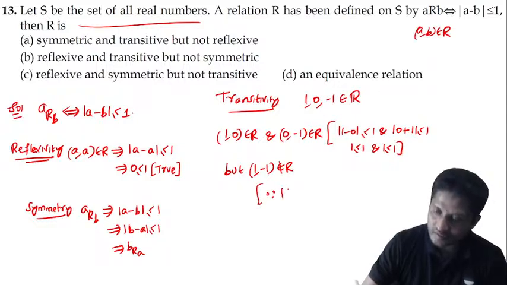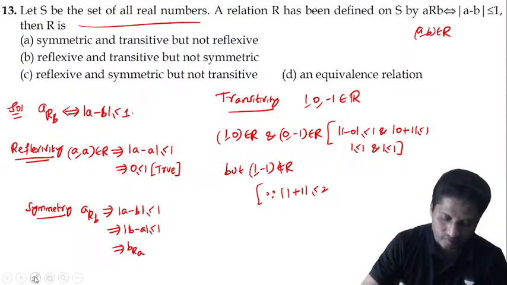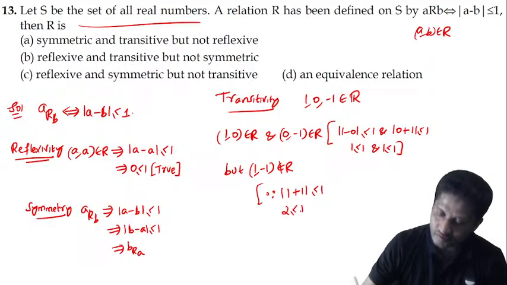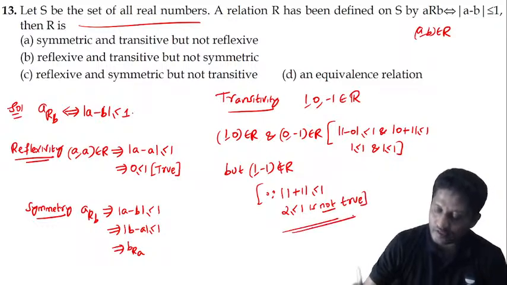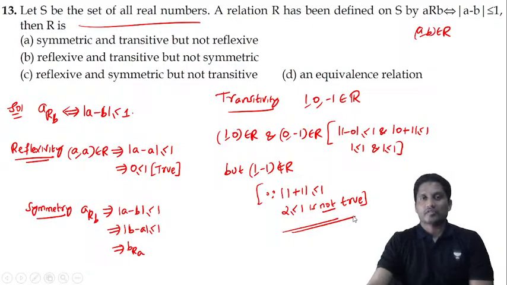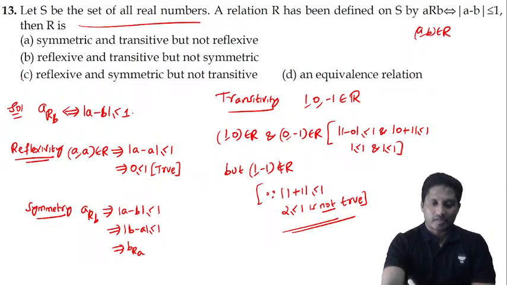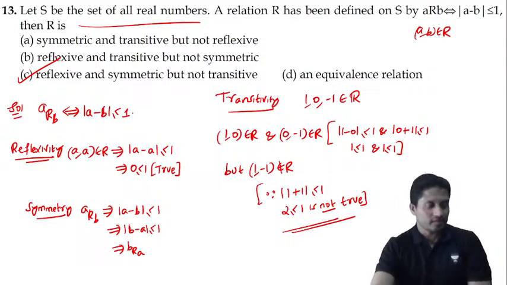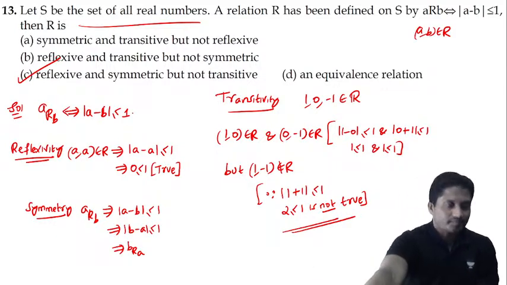Since 1 minus minus 1 is 1 plus 1, which is 2, and 2 is not less than or equal to 1. Mod of A minus B must be less than or equal to 1. Therefore 2 less than or equal to 1 is not true. Therefore A comma B belongs to R, B comma C belongs to R, but A comma C does not belong to R. So it is reflexive and symmetric but not transitive. Answer is option. Let's move to the next question.